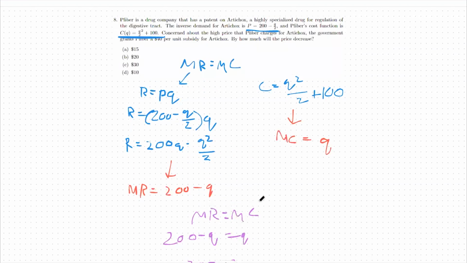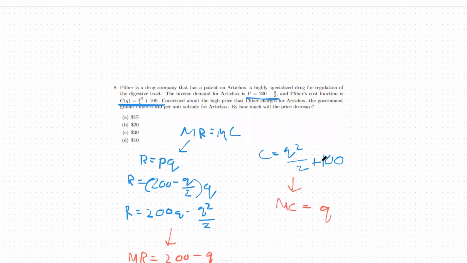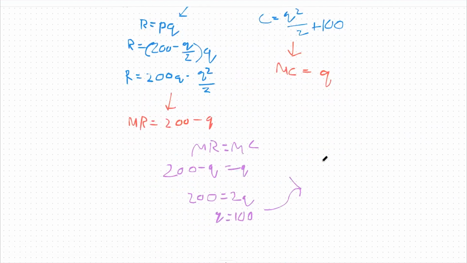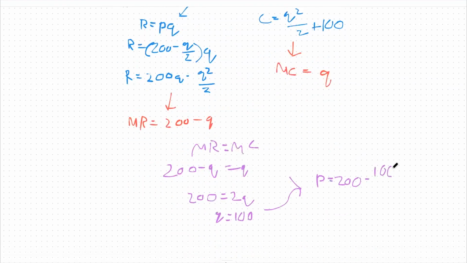From there, I can take this Q equals 100 and plug it back into my price equation from the original question. This means P is equal to 200 minus 100 over 2. P then would be equal to 150 initially.